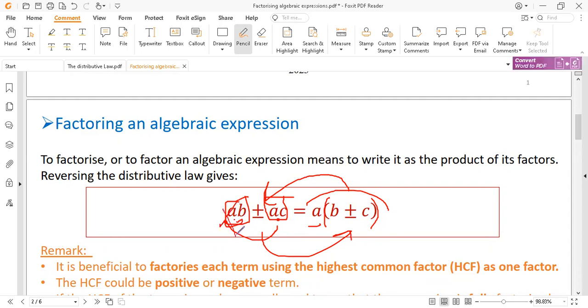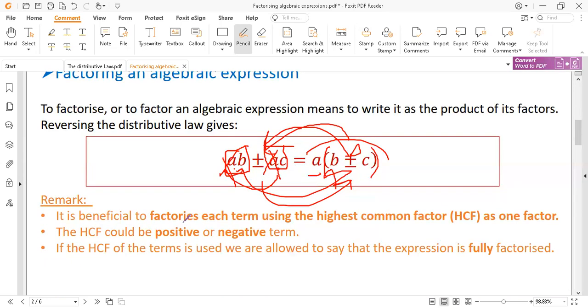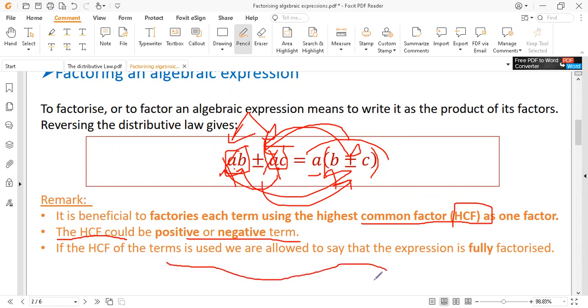We took A away, so it remains B, and we took A away from the second term, so we have C. It is very beneficial to factorize each term using the highest common factor, the HCF of the terms that we want to factor, as one factor. The HCF could be a positive or negative term. As we said before, the highest common factor is easy to find. If the HCF of the terms is used, the expression is fully factorized.